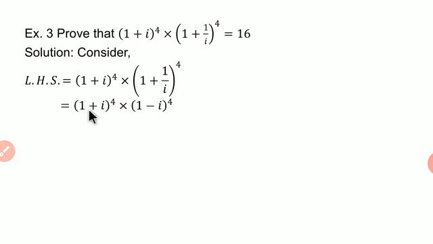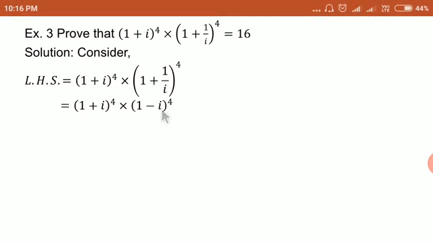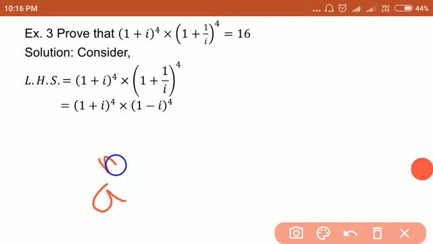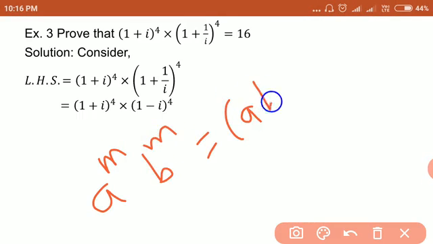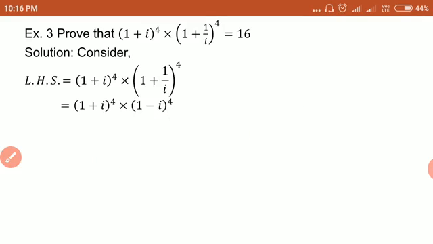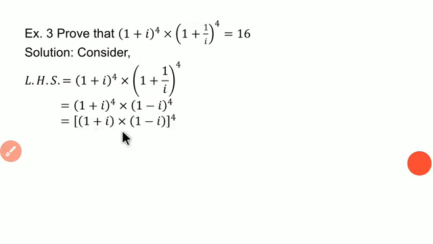Now it is of the form a raised to m into b raised to m. We know the property for indices: a raised to m into b raised to m is the same as (a into b) bracket raised to m. And so using this property, here we get it is equal to (1 plus i) multiplied by (1 minus i) whole bracket raised to 4.